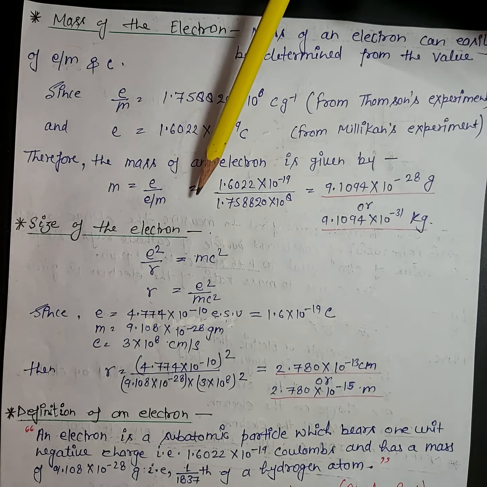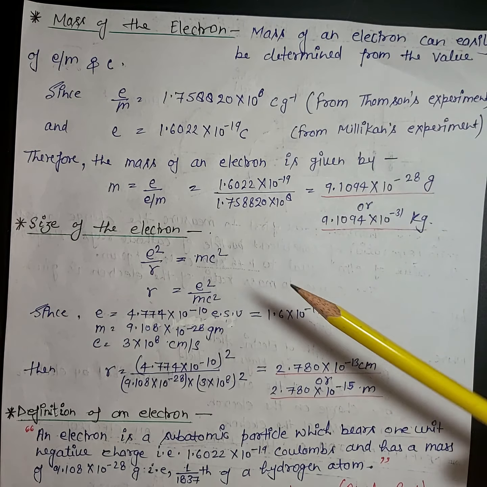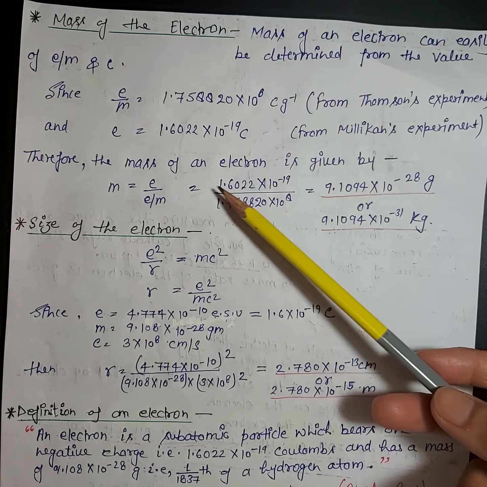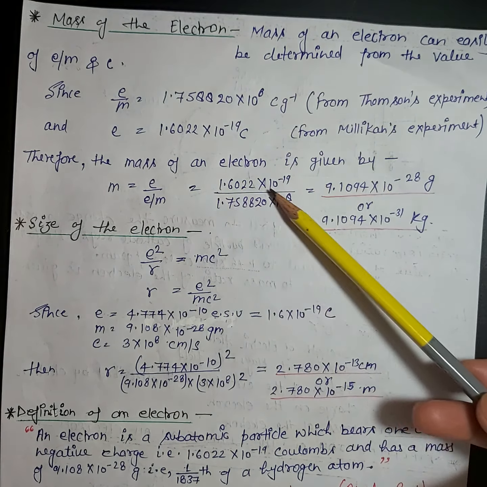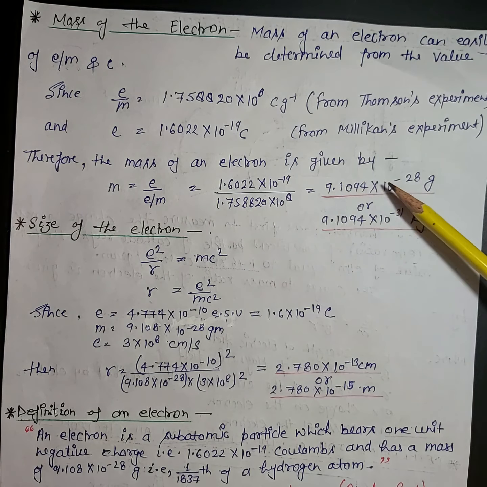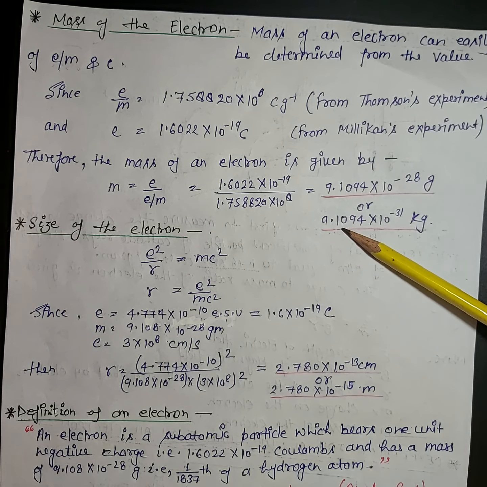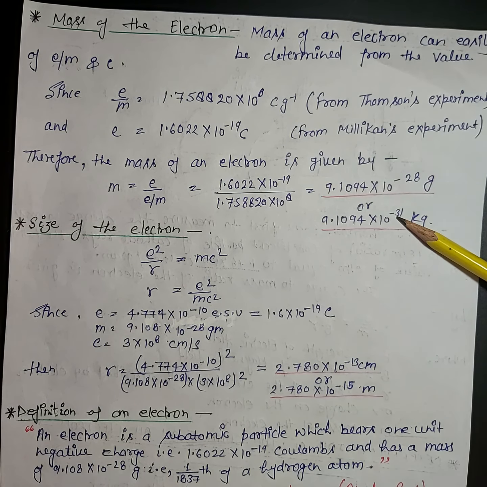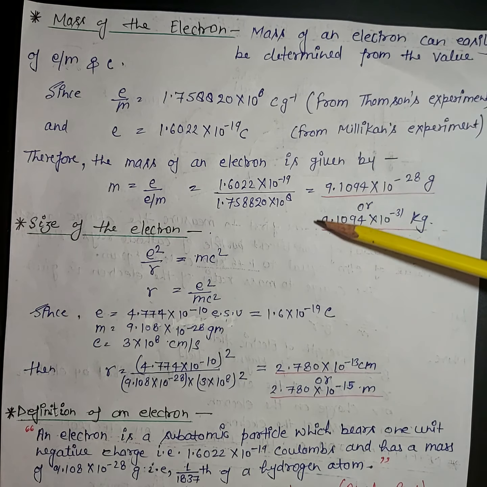We can arrange this equation, and then m equals to the value of e divided by the value of e over m, and then we will get 9.1094 into 10 to the power minus 28 gram, or 9.1094 into 10 to the power minus 31 kilogram. So this is the mass of electron.